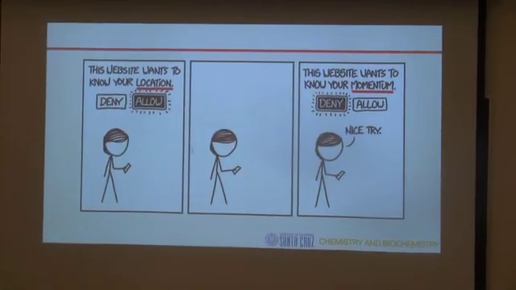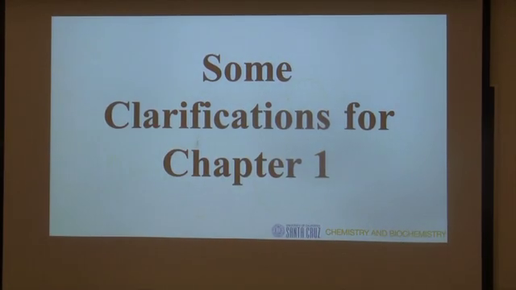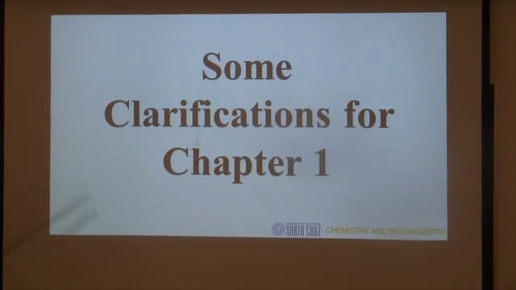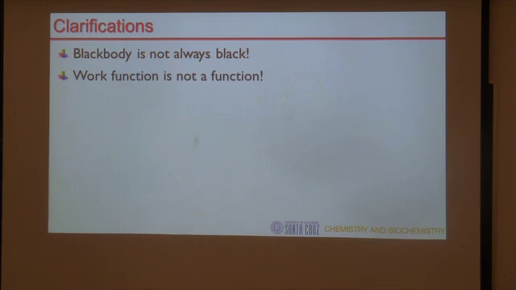Okay, so if no question, we go to the next one. Before entering chapter 3, actually I skipped chapter 2, which I will explain later. I will give you some clarifications for chapter 1. The first one is that a graybody is not always bad, right? As I mentioned last time. The second one is that work function is not a function, right? It's a form of energy. And the third one is that an electron volt is not an electron. It's a unit of energy.